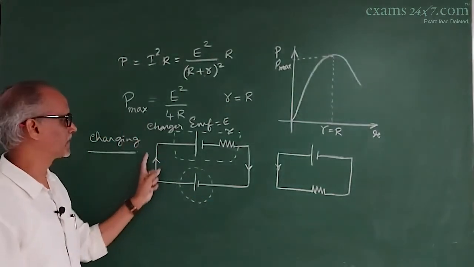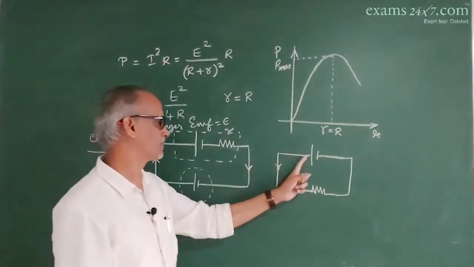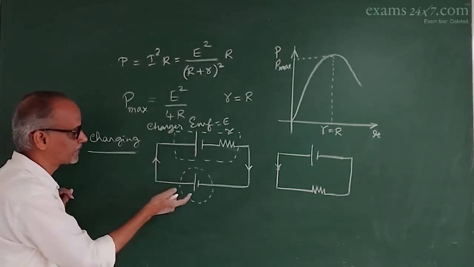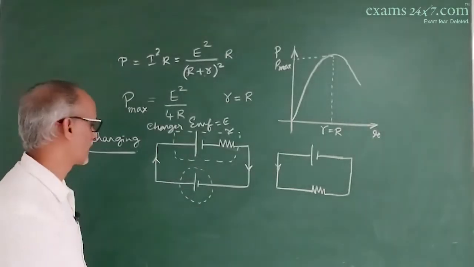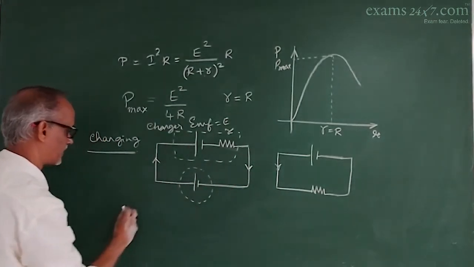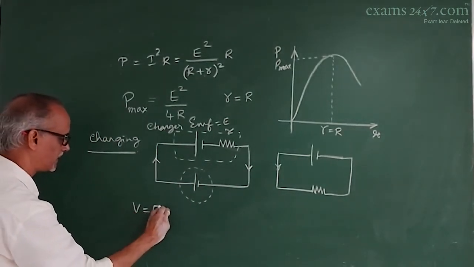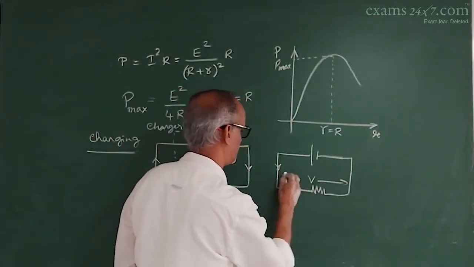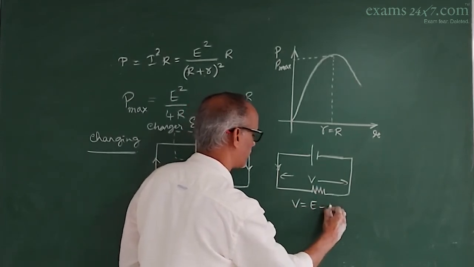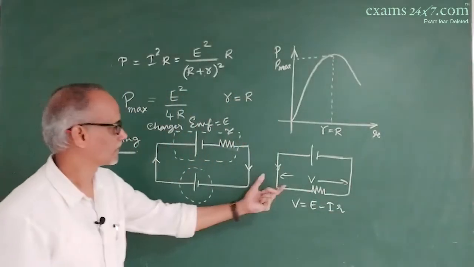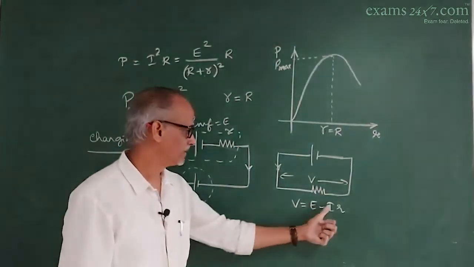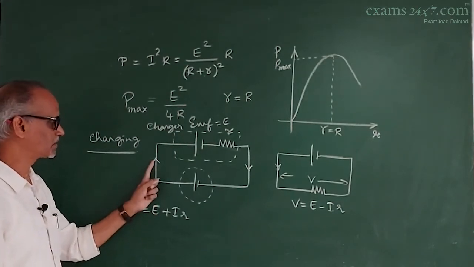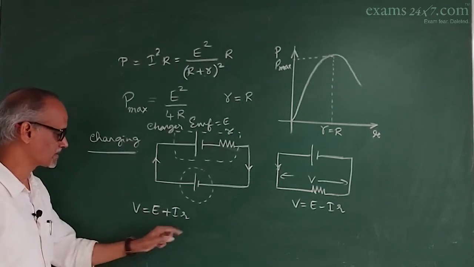Therefore, the direction of the flow of current is exactly opposite. So here the current is drawn from the cell, correct? And here the current is drawn from the device which is to be charged. Thereby, the terminal potential difference across this device will be E plus IR. So here V is equal to E minus IR. Correct? It's V is equal to E minus IR whenever there is a flow of current. But during charging, because of change in direction of the current, it becomes V is equal to E plus IR.